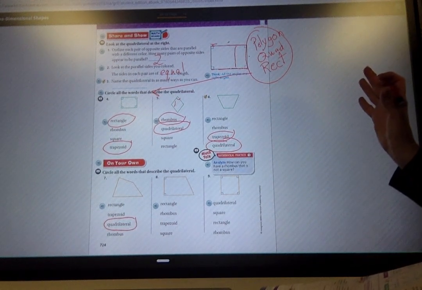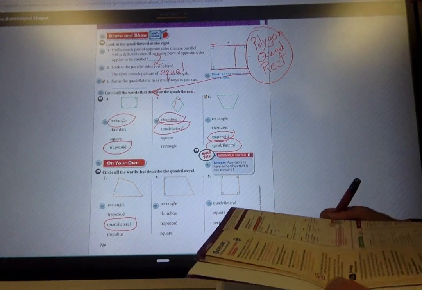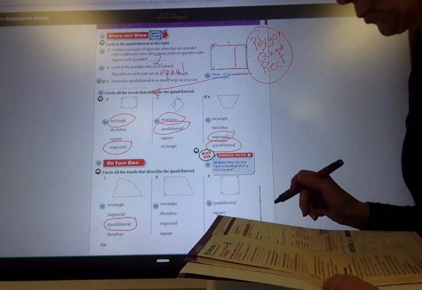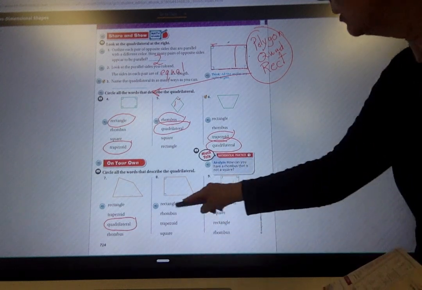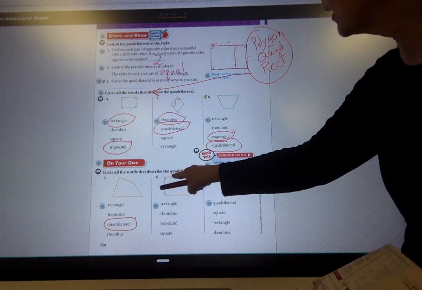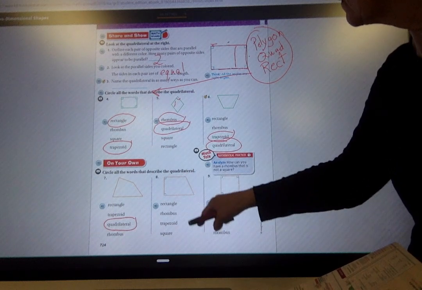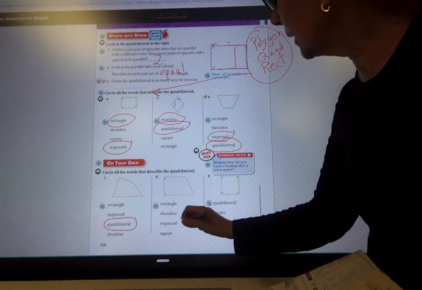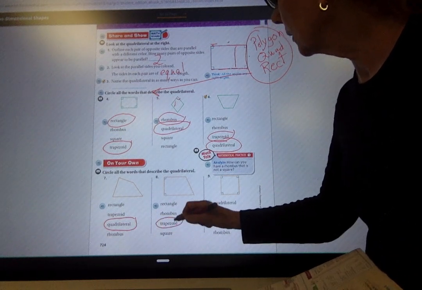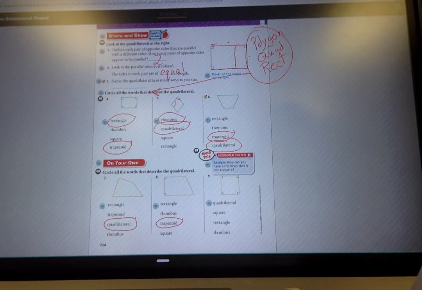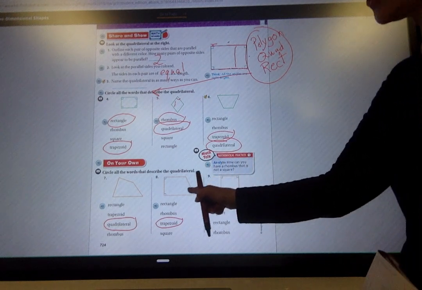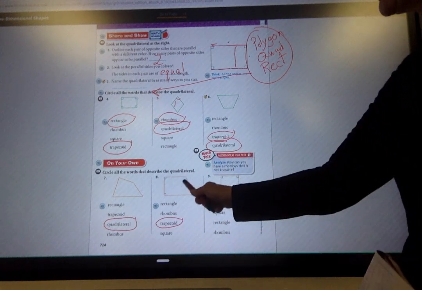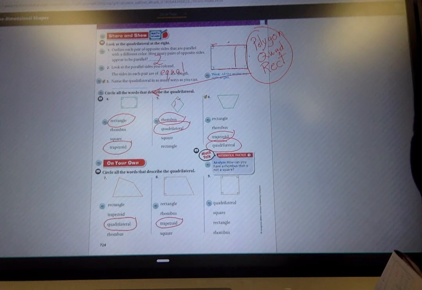Is it a trapezoid? It might be. Let's look at that. At least one pair of opposite sides that are parallel. This is parallel to this. And it doesn't matter what the lengths are. So it is a trapezoid. Is it a square? No. You know it's not a square. It doesn't have four right angles, and the sides are not all the same.